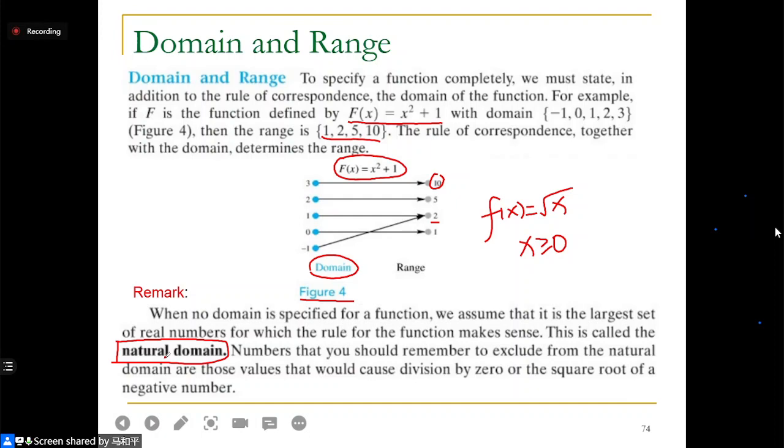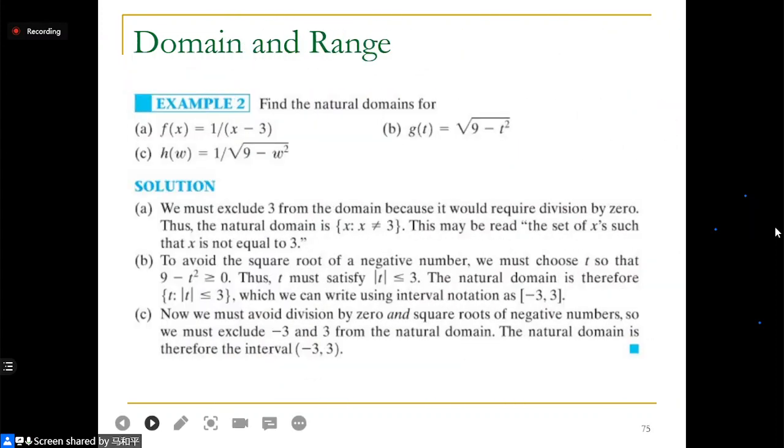Numbers that you should remember to exclude from the natural domain are those values that would cause dividing by 0 or the square root of a negative number. We should notice dividing by 0 or the square root of a negative number. We should exclude these numbers.